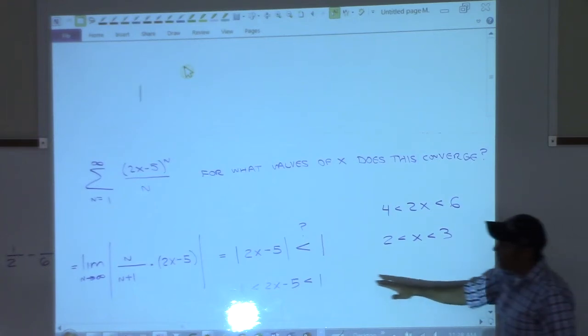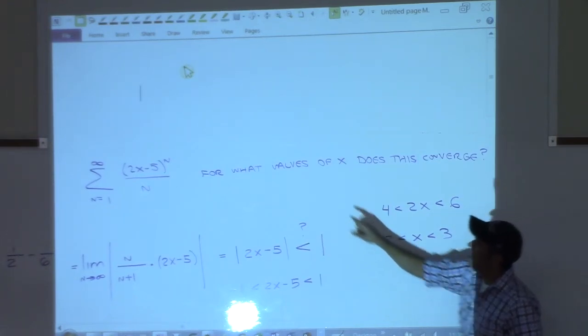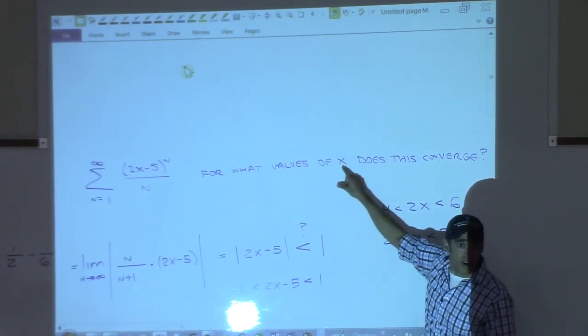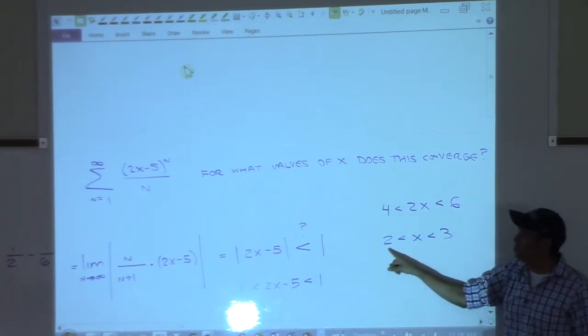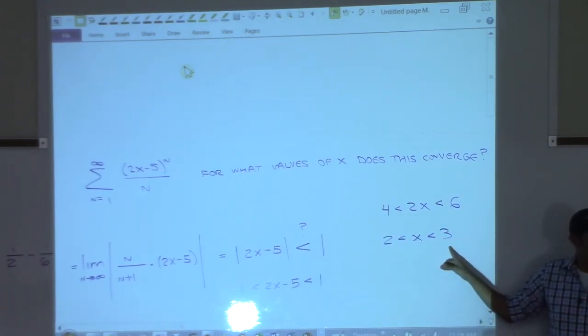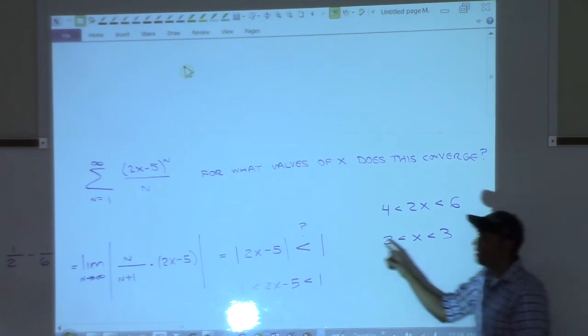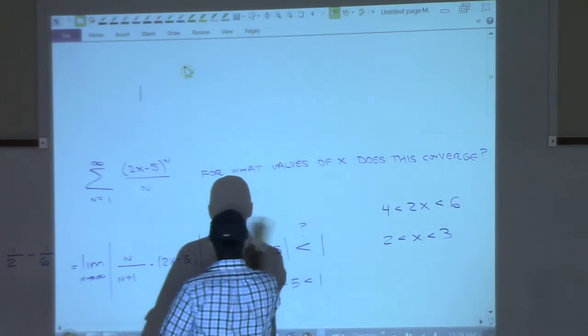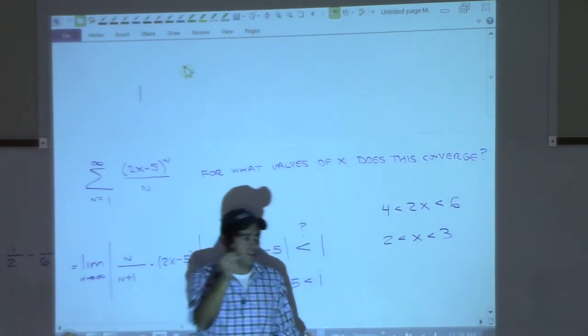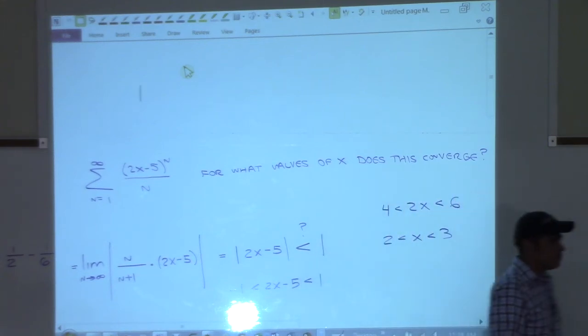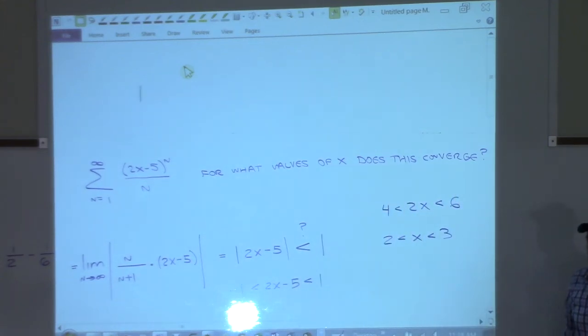Okay, so we have determined that we will have convergence, right? If x is between 2 and 3. So if you right now hand me a number between 2 and 3, and I plug it in here, like let's say 4. If I plug 4 in here, I promise you it converges. All right? Okay?